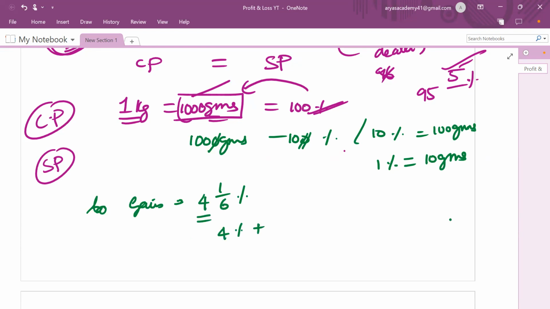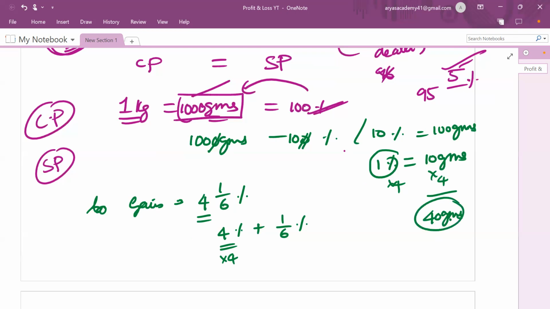4% plus 1 by 6%. So 4%, how could you get 4%? 1% into 4. So here you have to multiply by 4. So if you multiply 10 grams by 4, it's already 40 grams, right? And I need another 1 by 6%. 1 by 6% means nothing but 1 by 600. 1 by 600 upon how much? The original weight of how much? 1000 grams. Two zeros cancel.